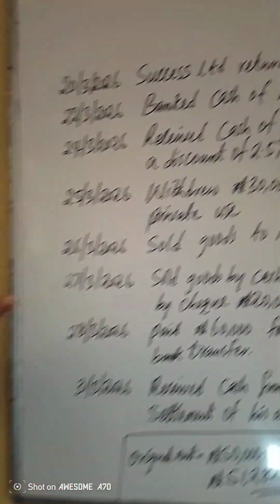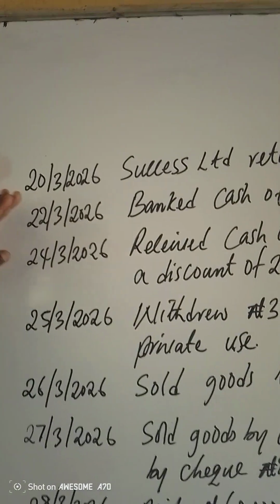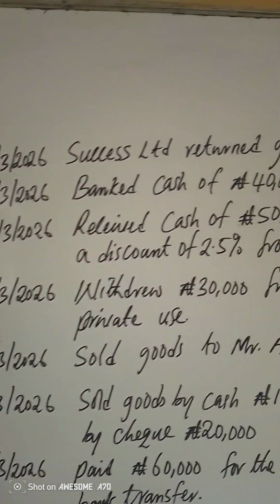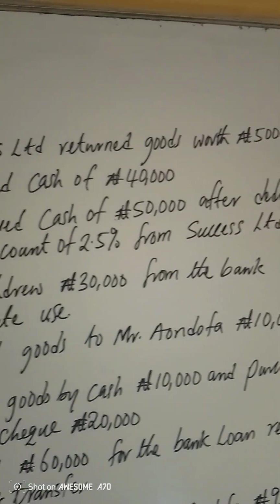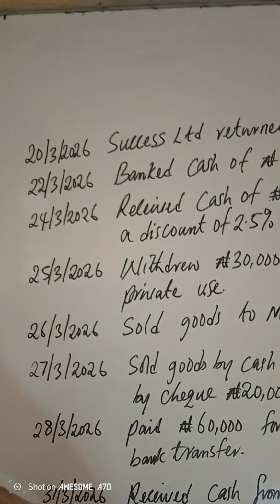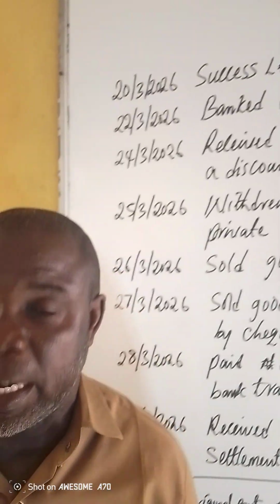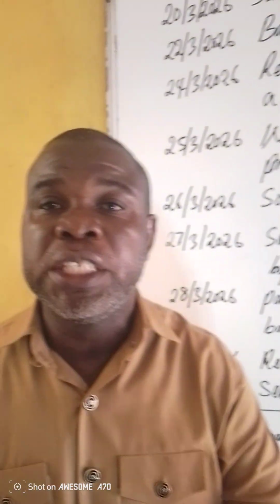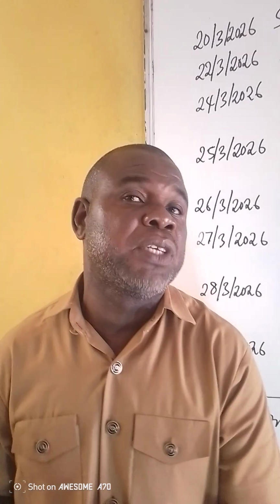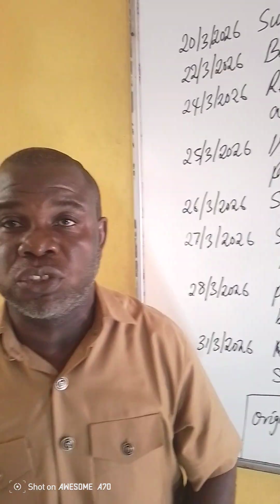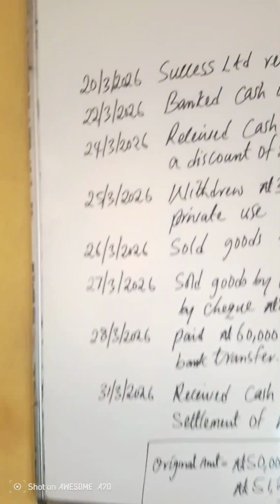Let's continue. On the 20th of March 2026, Success Limited returned goods worth 5,000. Mind you, this transaction will not be recorded in the cash book. Why? Because it is goods that are being returned, not cash. Therefore, the transaction should not be recorded in the cash book.